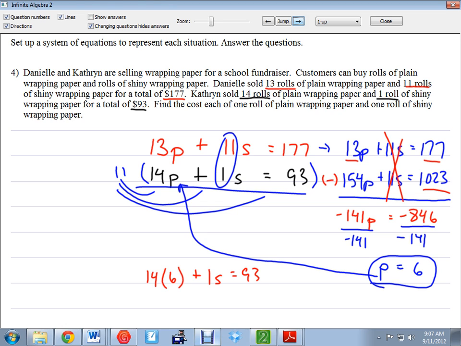And this should be a relatively simple calculation. So we'd multiply out the 14 times 6, and we'd have 84 plus s is equal to 93. Of course, we subtract off 84 from both sides, and then s would be equal to 9. So the cost of a shiny roll is $9. The question that it finally asked me at the end is the cost of each roll, and I think we can clearly see that plain is $6 and shiny is $9.